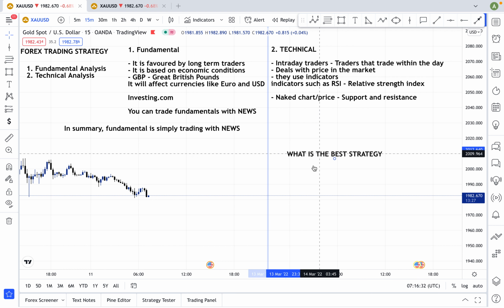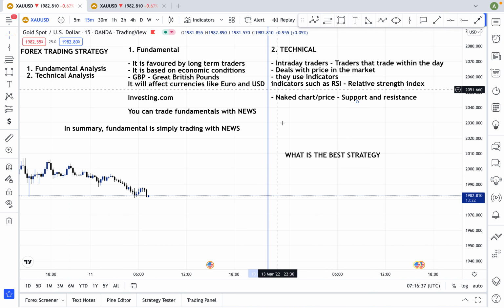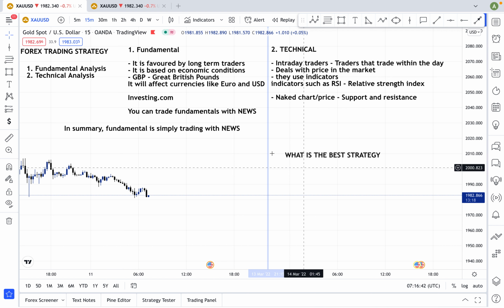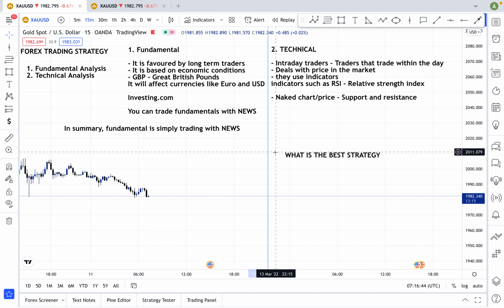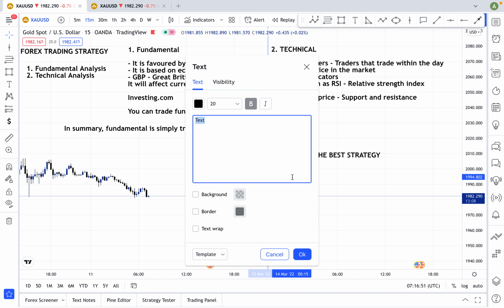Yes, learn the two strategies, because there are times we trade, like I said earlier, and whichever time we trade deals with the fundamental. Yes, it is part of fundamental, because imagine London session opening at 8 a.m., and New York session opens at 1 p.m.